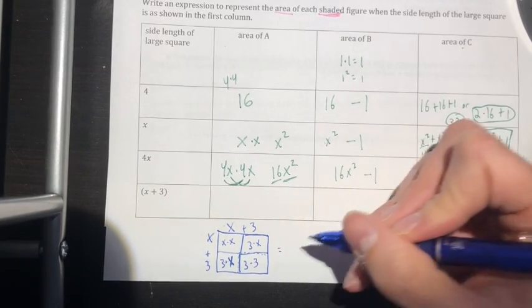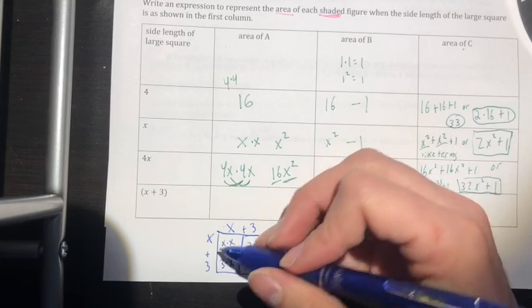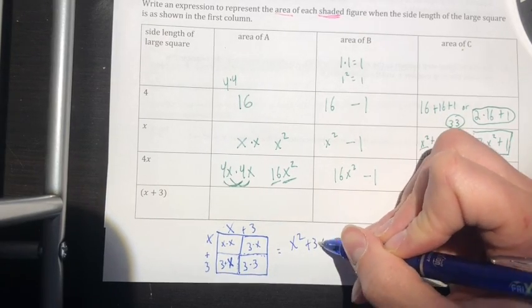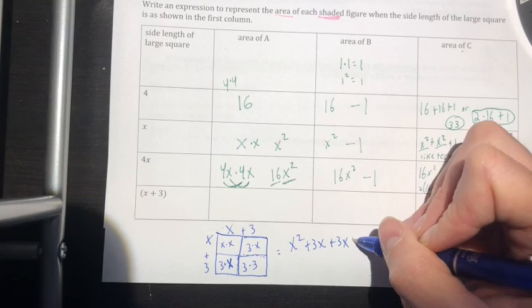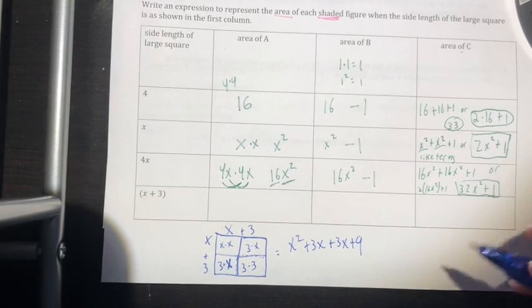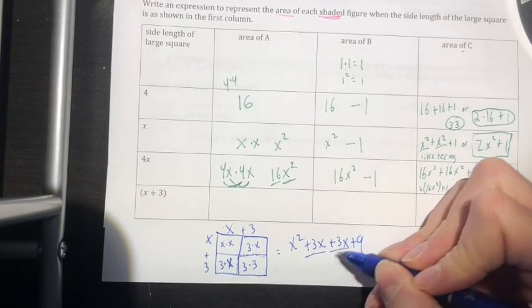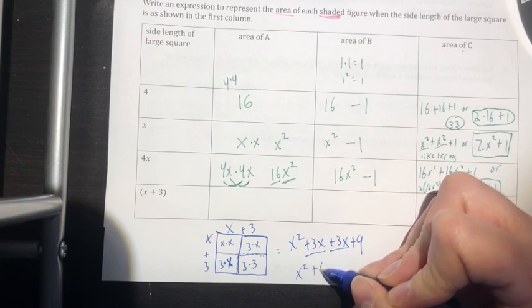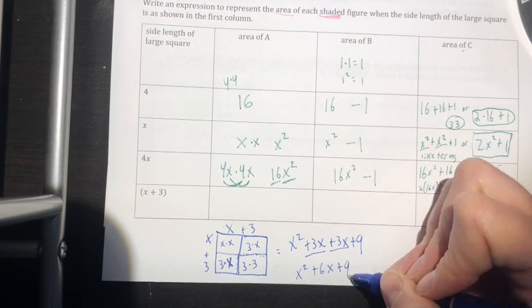So really my whole square is x squared plus 3x plus 3x plus 9. And I have some like terms here. That gets me x squared plus 6x plus 9.